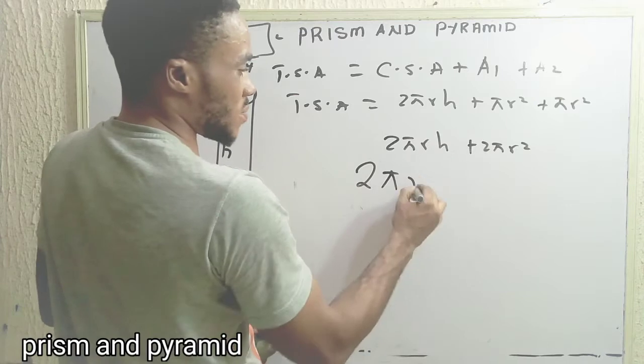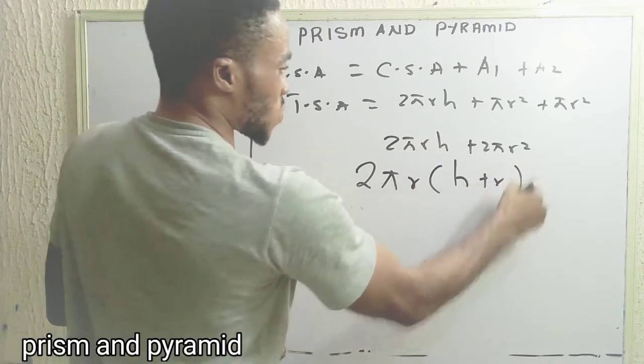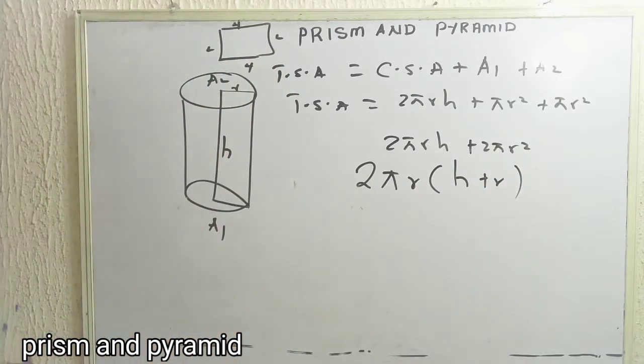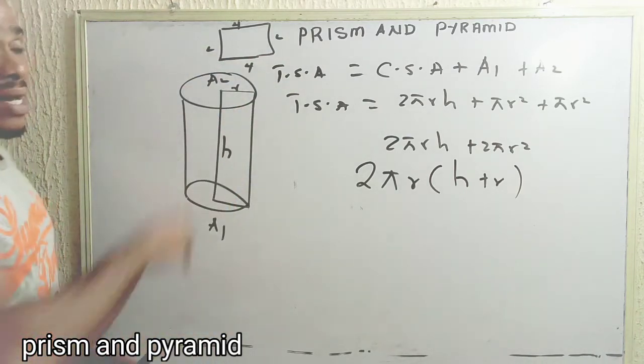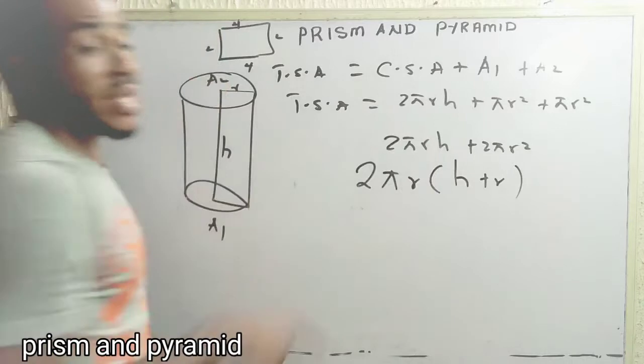R is here, bring it out. So I have only what? H plus R. So that's the formula for the total surface area of this cylinder in question. And this idea applies to what?